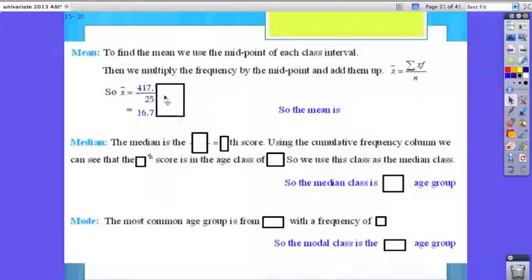So we take the total, that 417.5, and we divide it by 25, and that gives us an answer of 16.7. So the mean is 16.7.